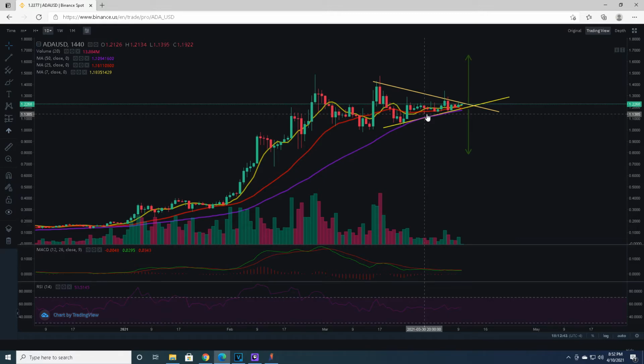And I think we push for new highs. I think that this will be a continuation of the uptrend, and I think that 1.65 is a very obtainable target.